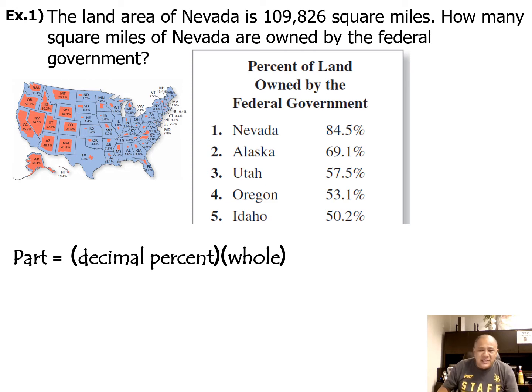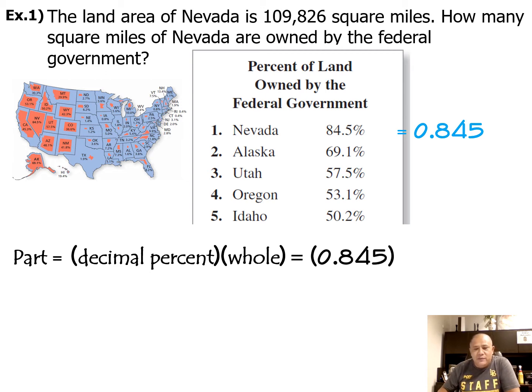Now, let's take a look at Nevada. How do you change 84.5 into a decimal? You move it over 2 spaces. So you write it as 0.845. So here you put the decimal percent, which is 0.845, and times it by the whole. What is the whole? The whole is 109,826.